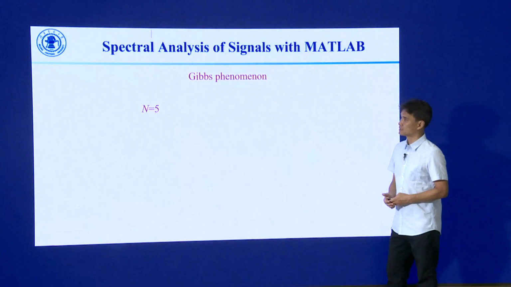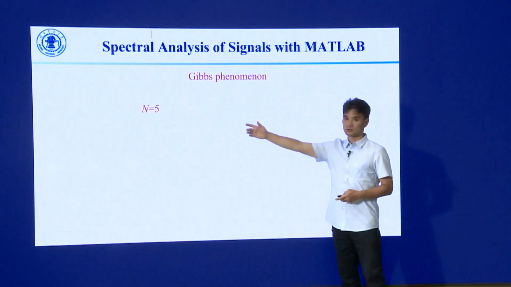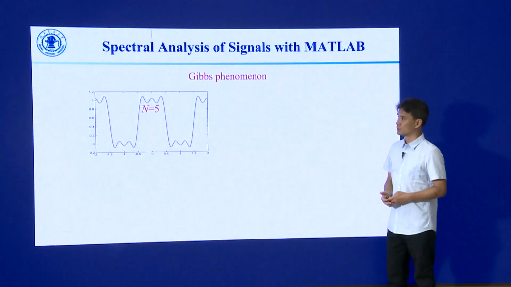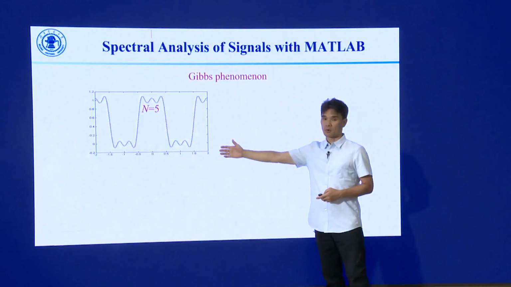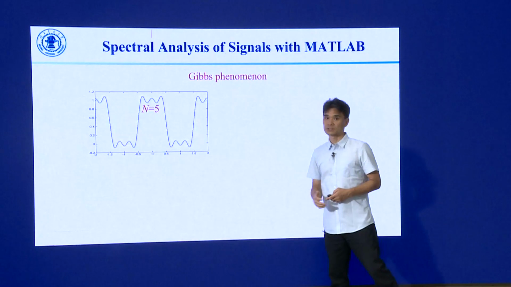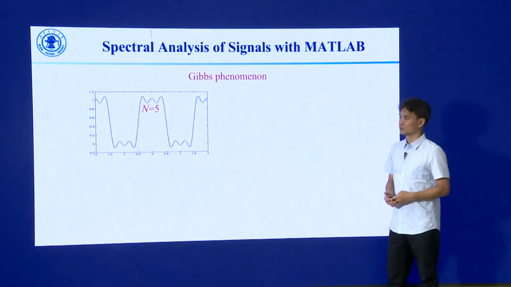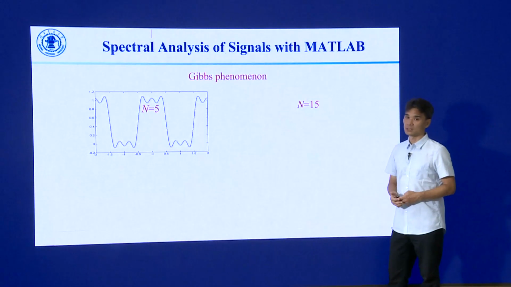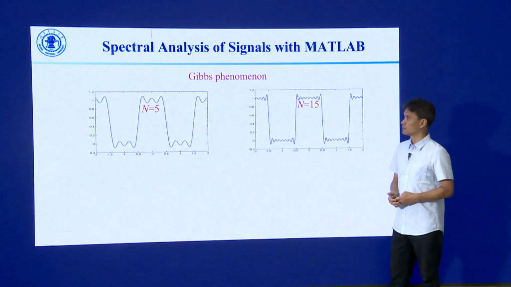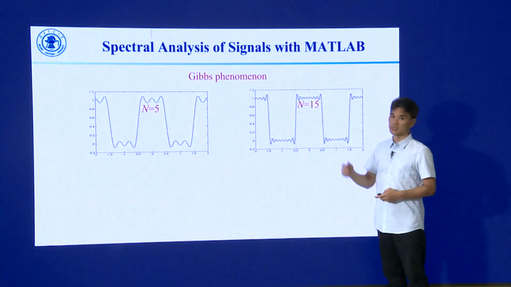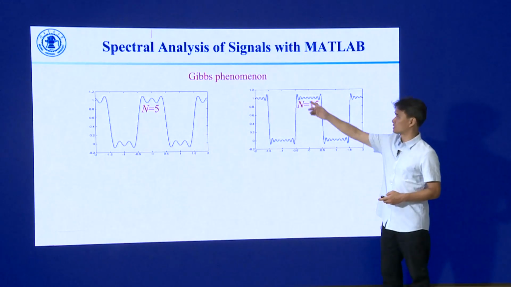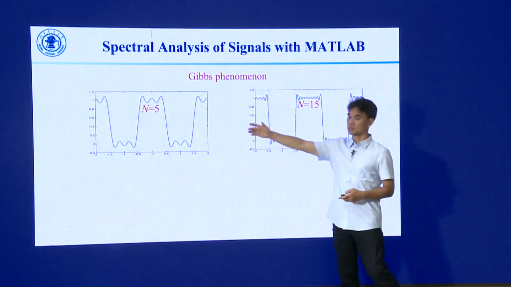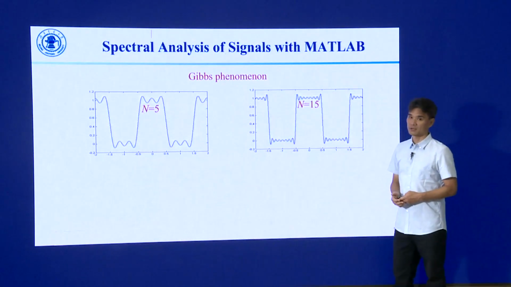And if we set capital N equal to 5, only 5 harmonics, here is the approximation of the original periodic rectangle signal. And here is when we increase capital N to 15. Now we see the wiggling is getting smaller, but the amplitude of the overshoot is the same as the N equal to 5 case.